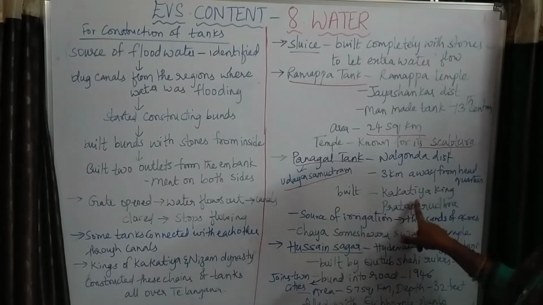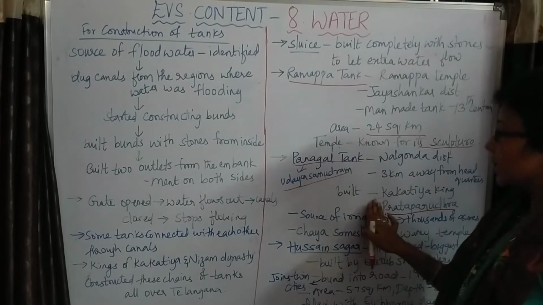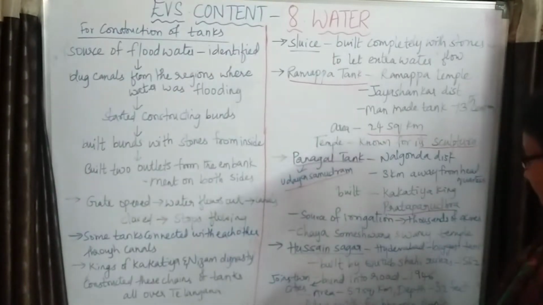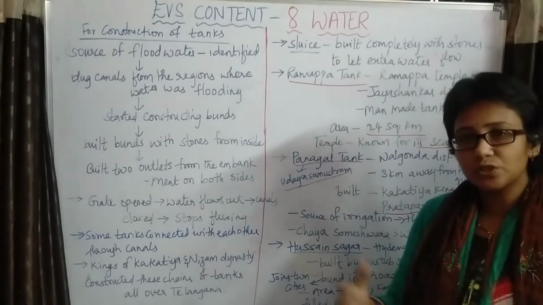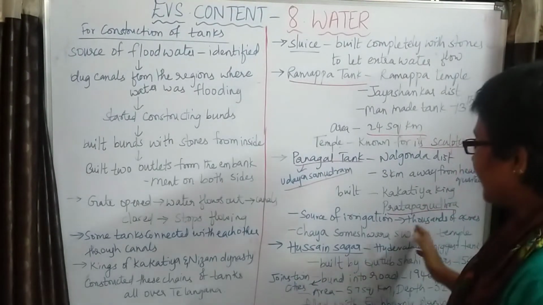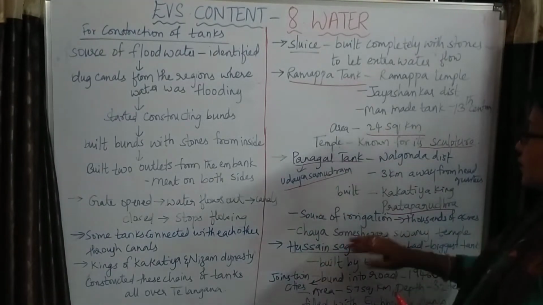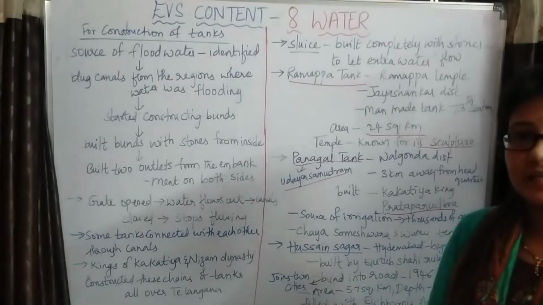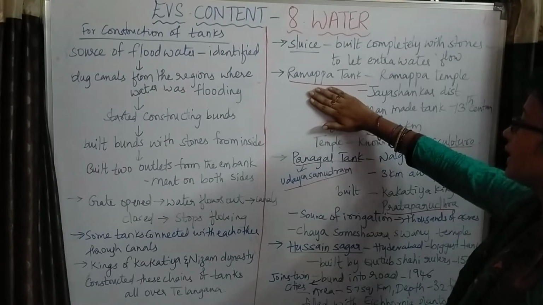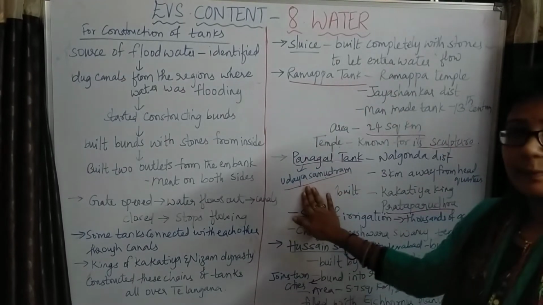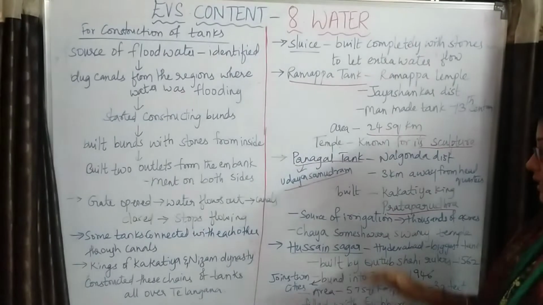It is built by the Kakatiya king called Prataparudra. The Kakatiya king Prataparudra constructed this Panagal tank, and this tank is a source of irrigation for thousands of acres of land. The famous temple located near this Panagal tank is the Chaya Someshwara Swami temple.